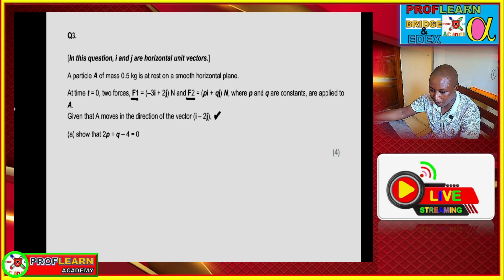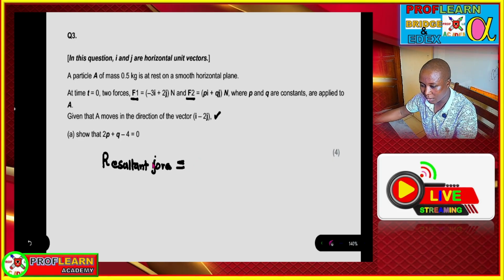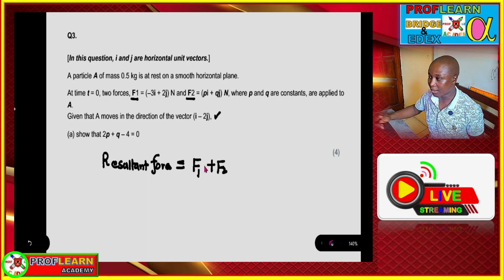So in order to work it out, first let's find the resultant force. If you are given two forces acting on an object in mechanics, the resultant force is going to be the sum of the forces that you are given. In this case, if we have F1, then we add it to F2. You just add the forces.